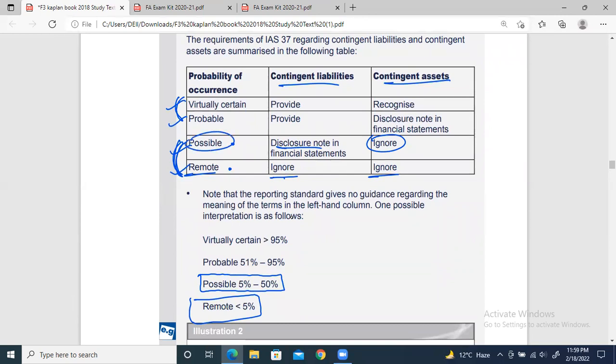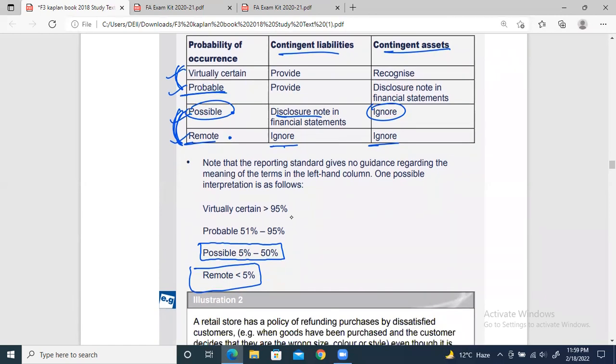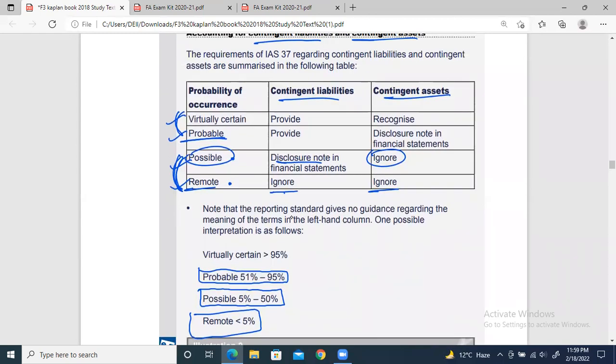Now the next is probable. This is the case where yes, we can say the majority, more than 50%, but not 100%. So the percentage range is 51% to 95%. Yes, this is much higher than possible. It has a much higher chance than possible. For contingent liabilities, we will provide for it. Provide basically means that we will record the liability straight away. And for contingent assets, we'll just recognize them.